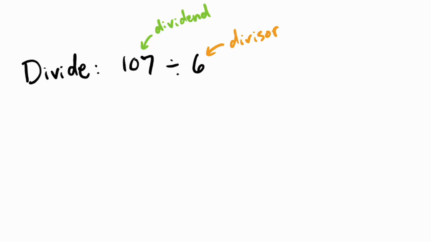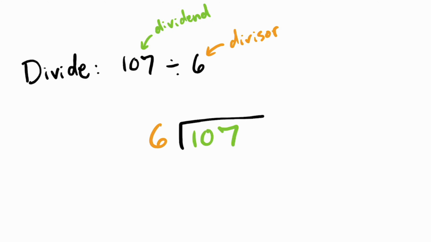In this problem, we're going to divide these numbers using long division. So the number that you're dividing into is called the dividend, and the number you're dividing by is called the divisor. So when we set this up, the dividend is going to go under our long division symbol, and the divisor is going to go on the outside.